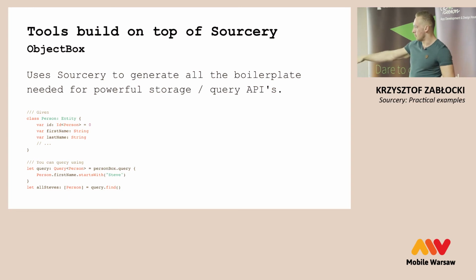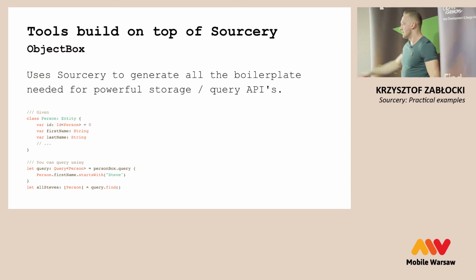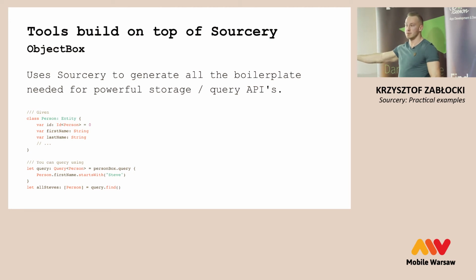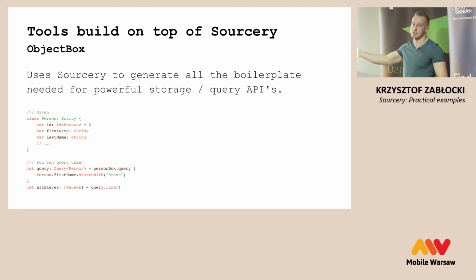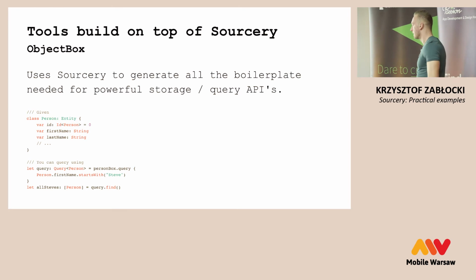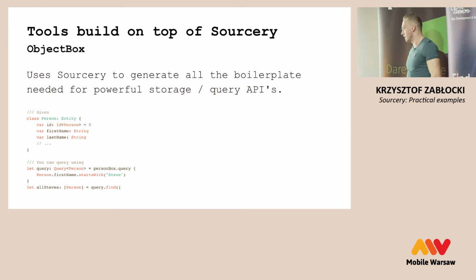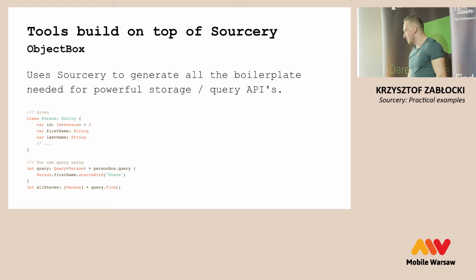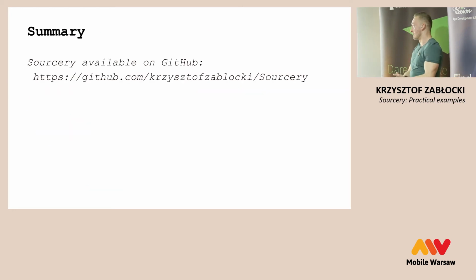And at the bottom, I don't know how visible that is, but basically you can do person.box query and then person.firstname.starts with whatever. This is a static variable that you don't define, right? So they generate all that code for you. This is really cool. This is actually really cool. If you see the performance measurements between that and Realm and other libraries, you'll see why I like it. But there is a lot of things you can build with Sourcery.